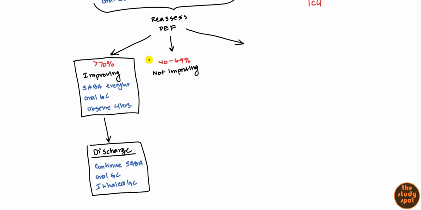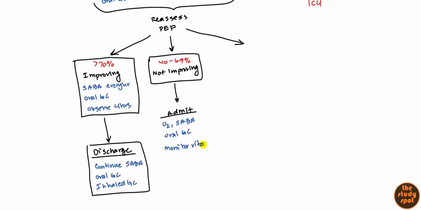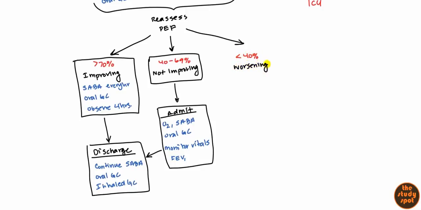Since these patients are not improving, you want to admit them to the wards. In the ward, you continue the oxygen, the short-acting beta agonists, and oral glucocorticoids, and you monitor them, checking their vitals every once in a while, and their forced expiratory volume in 1 second. You continue to give them that until they get over the episode, and then you can discharge them. Now, if it continues to be less than 40%, that means they're worsening.